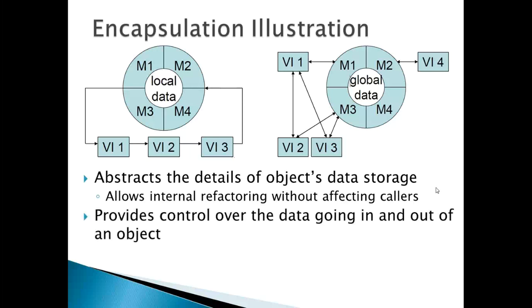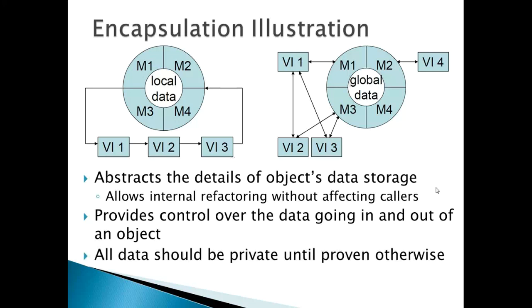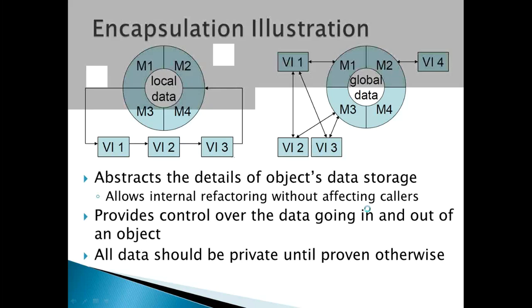It allows you to control the data going in and out of the object. So if you want to do sanity checking on your input values, or if you need to make sure that your output values follow some constraints, then you can do that in those methods. And just a phrase that I like to advocate is that all data should be private until proven otherwise. And that's kind of similar to the judicial system, right? Where in a court of law, a suspect is innocent until proven guilty. Well, we want to try to keep our data private and think really hard about, is there any reason that I need to make it not private?